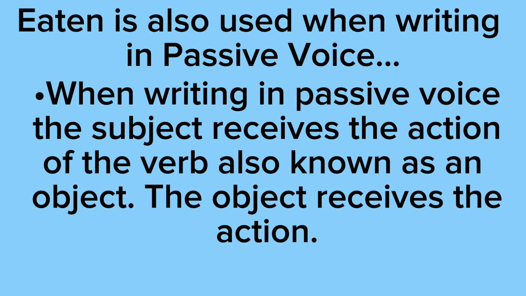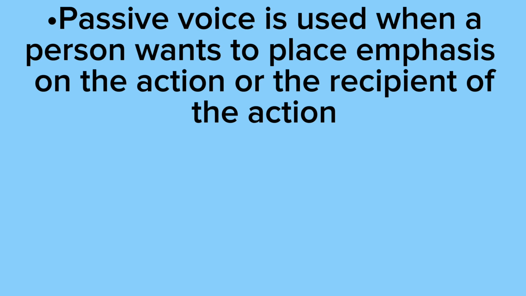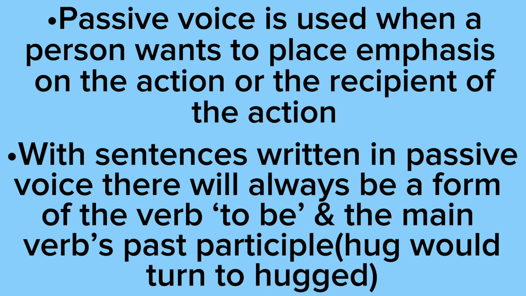When writing in passive voice, the subject receives the action of the verb, also known as an object. The object receives the action. And there will be more info in the next slide. Passive voice is used when a person wants to place emphasis on the action or the recipient of the action. With sentences written in passive voice, there will always be a form of the verb to be in the main verb's past participle. For example, hug would turn to hugged.